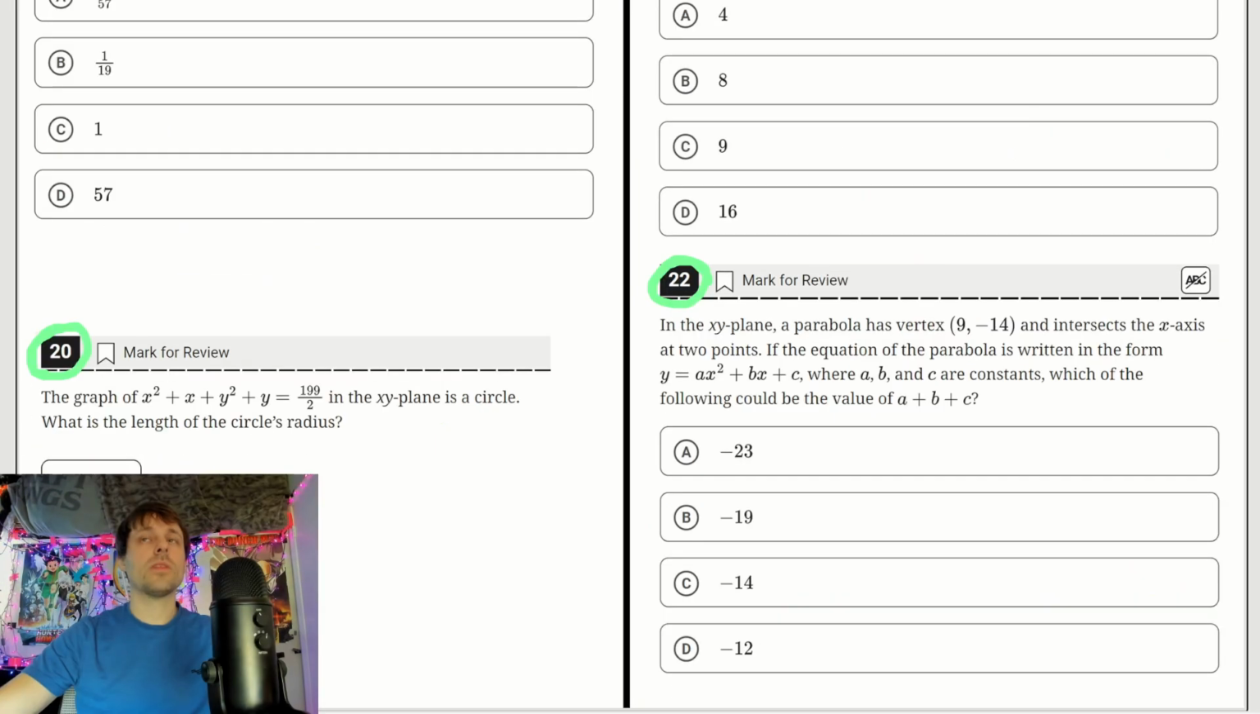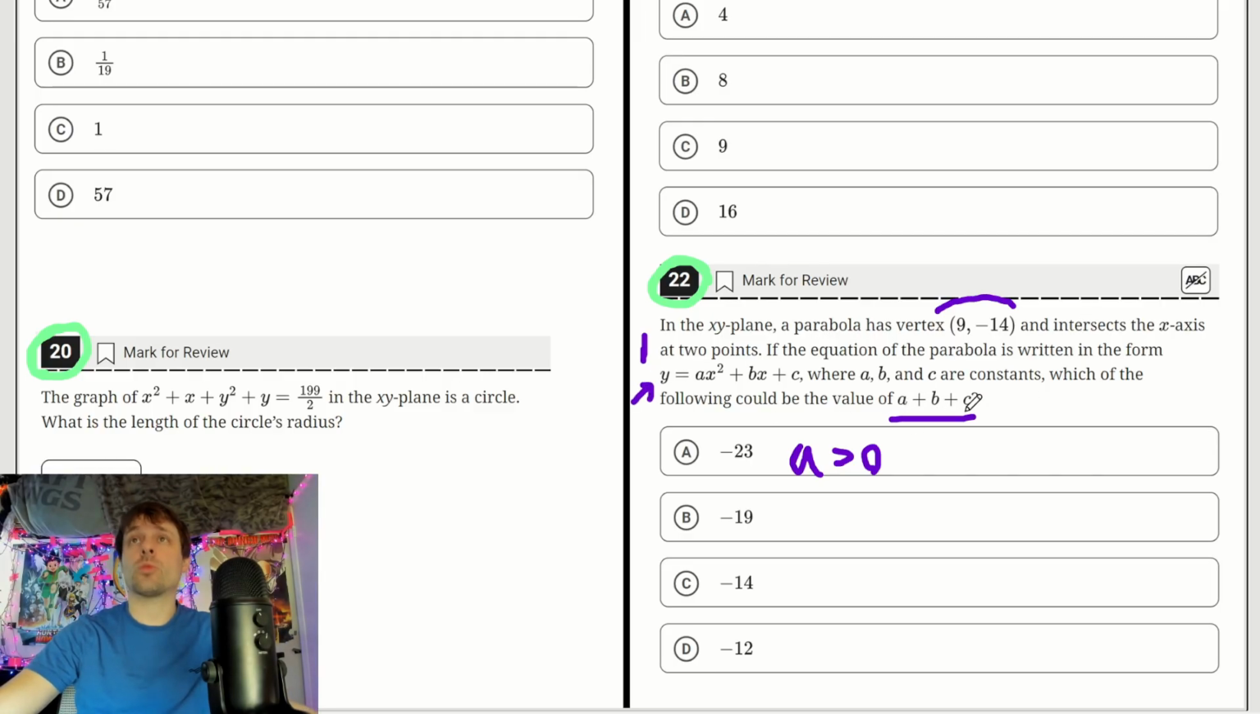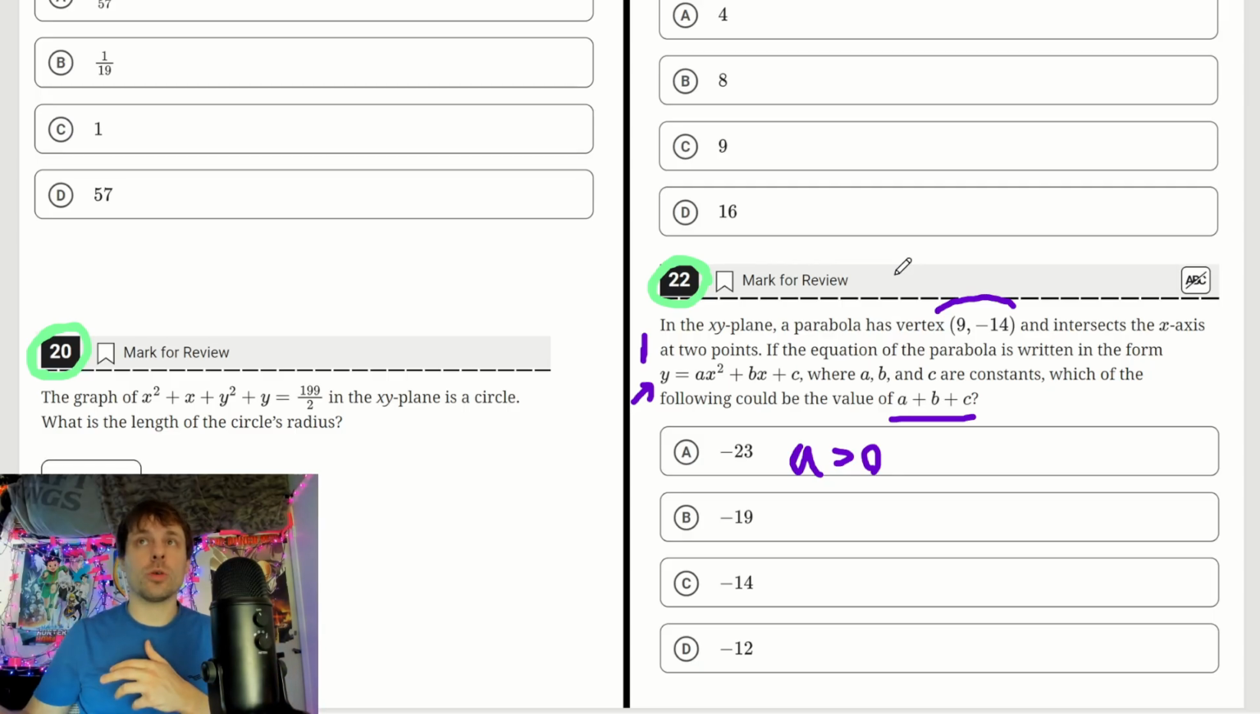It worked that way. Finally, number 22. I see we have a vertex at 9, -14, and it intersects the x-axis at 2 points. So remember that means our A has to be greater than 0 because we're below the x-axis, and for it to intersect it, it has to be upwards. They give us this standard form, and all they tell us is they want to know what these 3 could be added together. So very wide open. We want to know when to and when not to use Desmos. I would say Desmos in this one's very hard because it's too open-ended. We don't know what we can slide A, B, or C to.